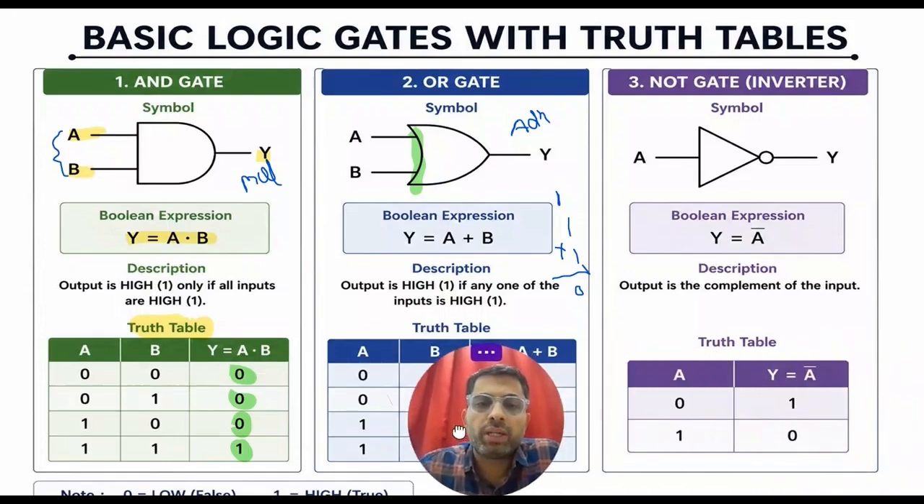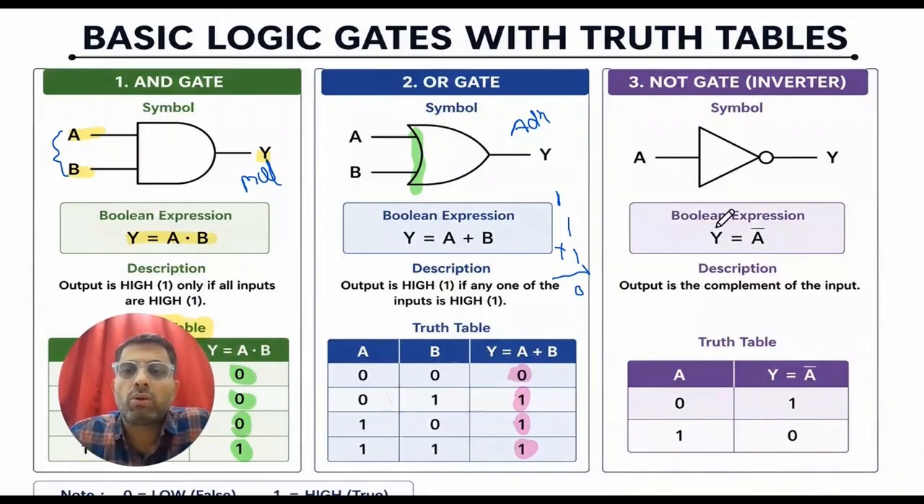And the NOT gate. How many inputs are there in the NOT gate? Only one input, A. In the NOT gate the output is the opposite: if you give true it gives false, if you give false it gives true; give 0 it gives 1, give 1 it gives 0. The expression is A bar. The possible inputs are 0 or 1, and the output: give 0 and 1 comes, give 1 and 0 comes. So these are the three types of basic gates.